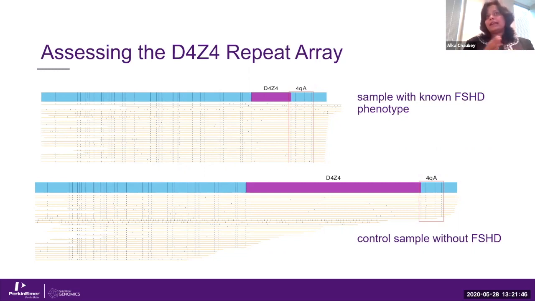And then you can see the next part, where you see this red box on top of the blue box, is whether it's the A polymorphism or the B polymorphism, right? The bottom image is actually showing us a control sample without FSHD, where you can see a normal repeat range between 11 to 100. And this has been well established by running normal individuals and normal cell lines and then Coriell cell lines.